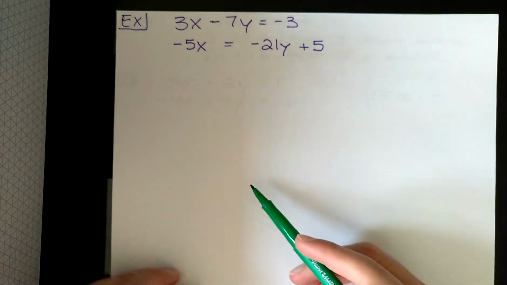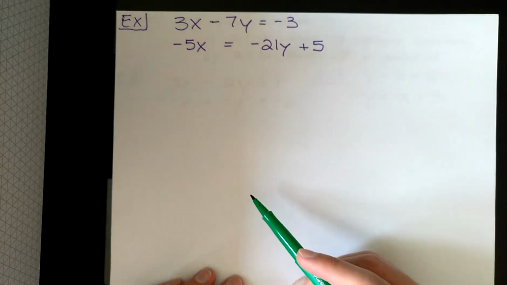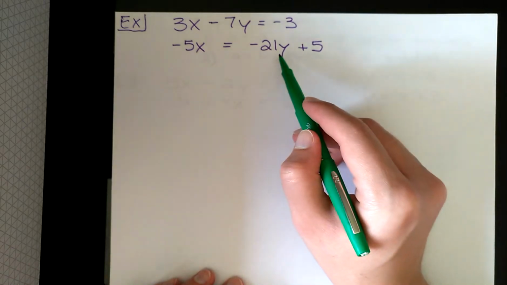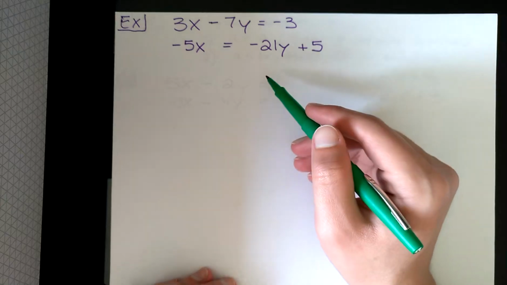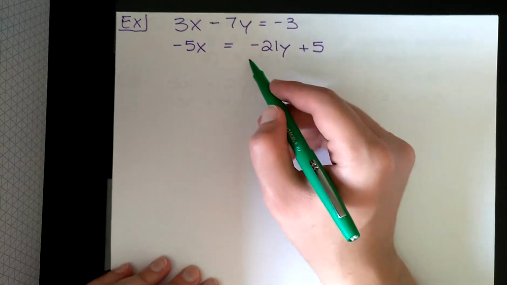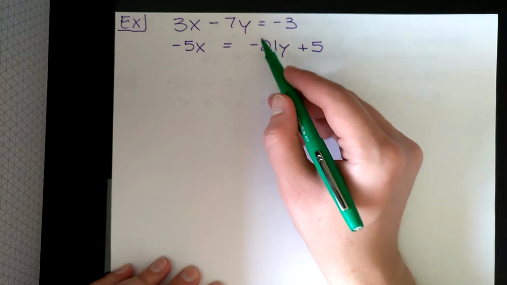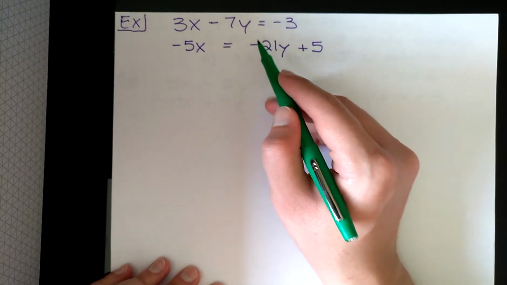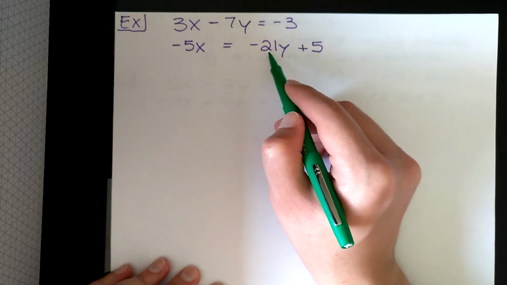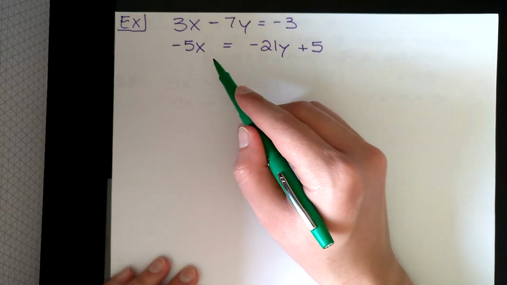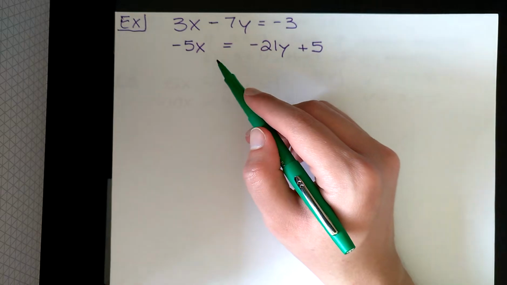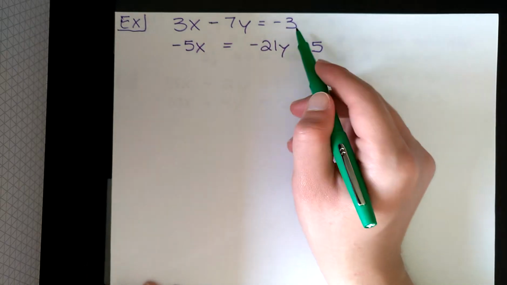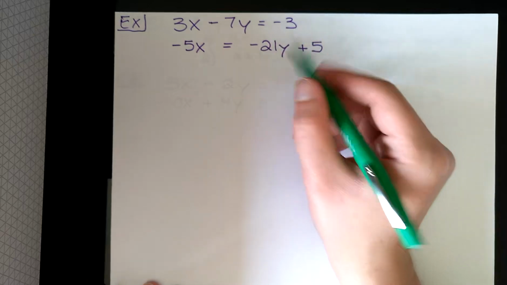We have 3x minus 7y equals negative 3, and negative 5x equals negative 21y plus 5. So in this problem, to use the addition method, the equations have to match how they look, meaning we need to move this negative 21y to the other side of the equation, which will get the x and y together equals some constant in both equations.